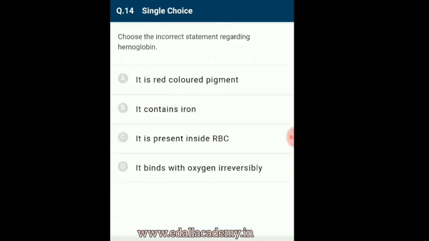Correct statement regarding hemoglobin. Hemoglobin is a protein found in red blood cells that is comprised of 2 alpha and 2 beta subunits that surround an iron containing heme group. Oxygen readily binds the heme group. The ability of oxygen to bind increases as more oxygen molecules are bound to heme. So the answer is option D. It binds with oxygen irreversibly.